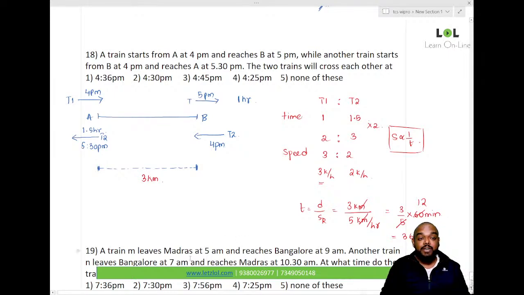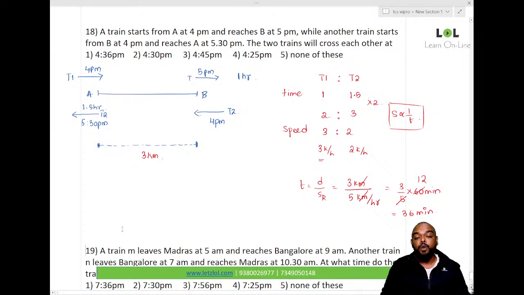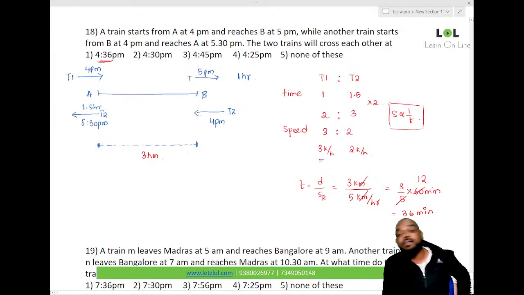Now, they started at what time? Both of them started at 4 p.m. So they need 36 minutes to meet. Then at what time will they meet? What should be our answer here? Guys, answer. Anybody? I solved everything. I'm asking only the final part. 4:36 p.m. Since from the beginning, from 4 p.m., they need 36 minutes to meet. So they started at 4 p.m., which means obviously they will meet at 4:36.